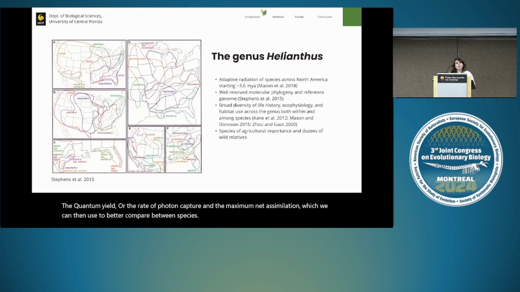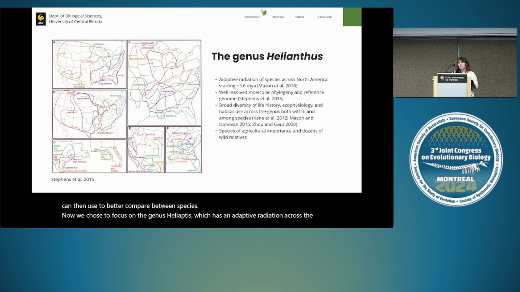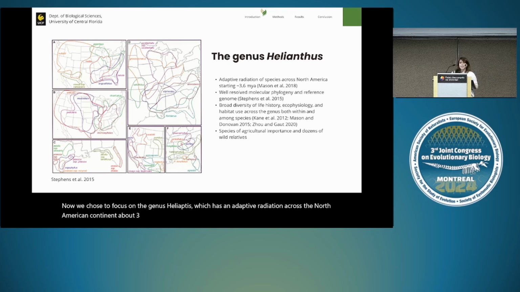Now, we chose to focus on the genus Helianthus, which has an adaptive radiation across the North American continent about 3.5 million years ago. There's a lot of extensive molecular data in this system, so there's a well-resolved phylogeny and a fully assembled reference genome for the species Helianthus annuus.